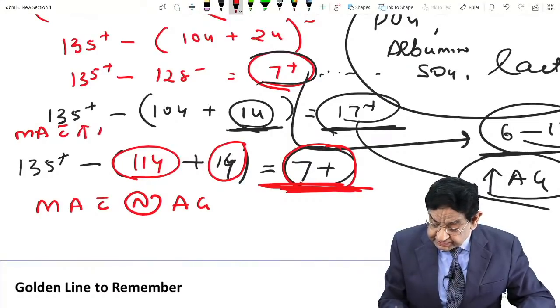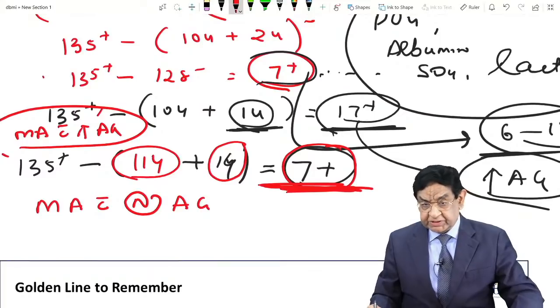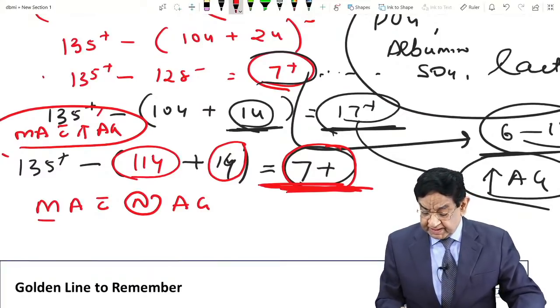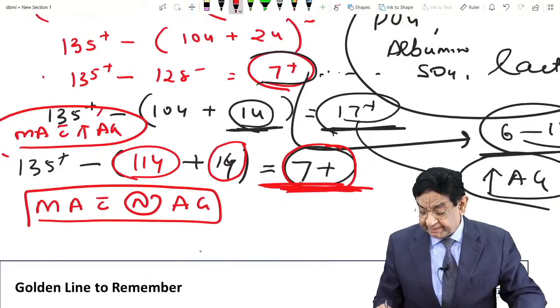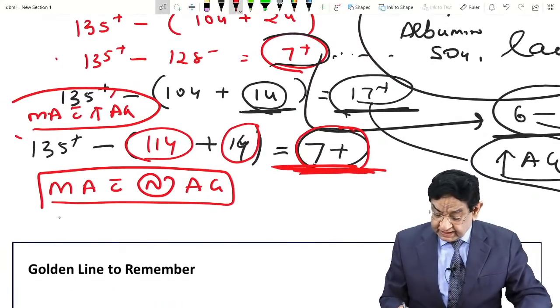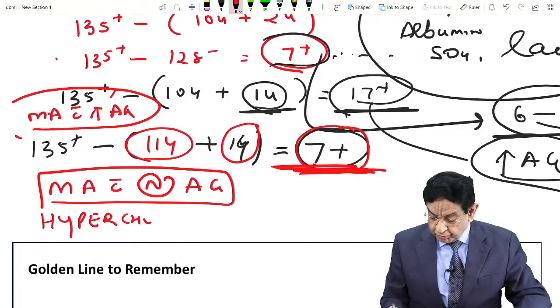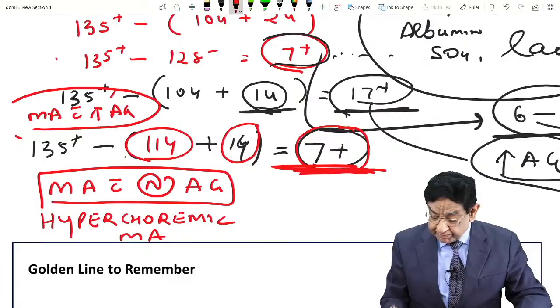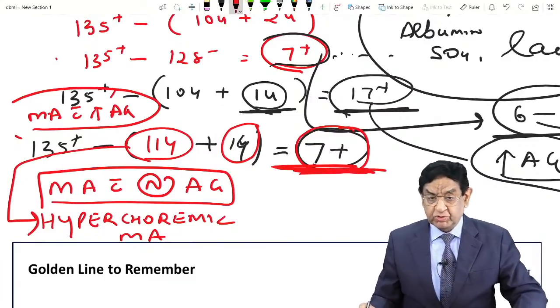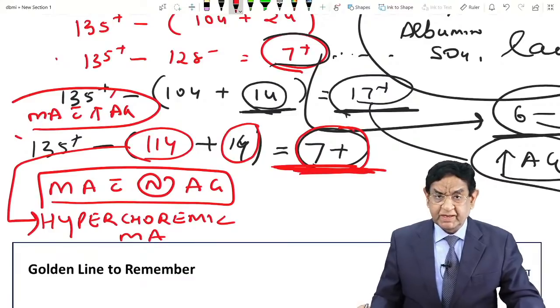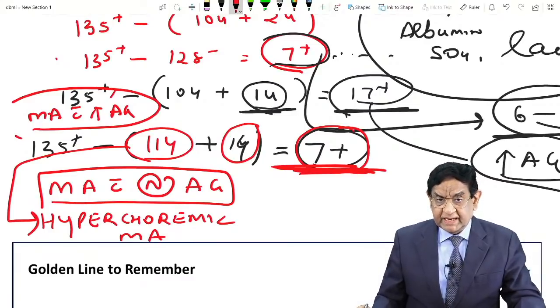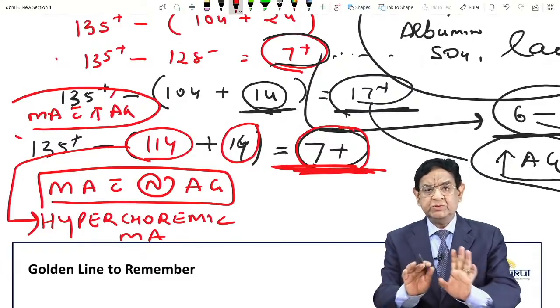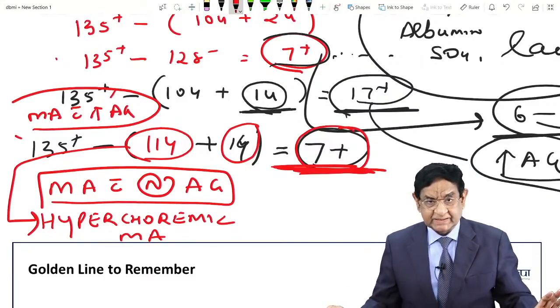So this entity we call metabolic acidosis with normal anion gap, and this entity is metabolic acidosis with increased anion gap. Metabolic acidosis with normal anion gap is also known as hyperchloremic metabolic acidosis. Why hyperchloremic? Because the chloride level is more than normal. So there are two names: metabolic acidosis with normal anion gap, or hyperchloremic metabolic acidosis. It's just to tell you how the basic concept is.